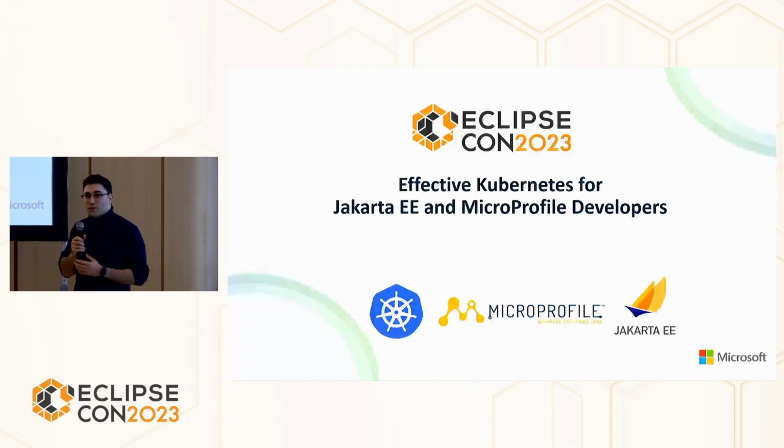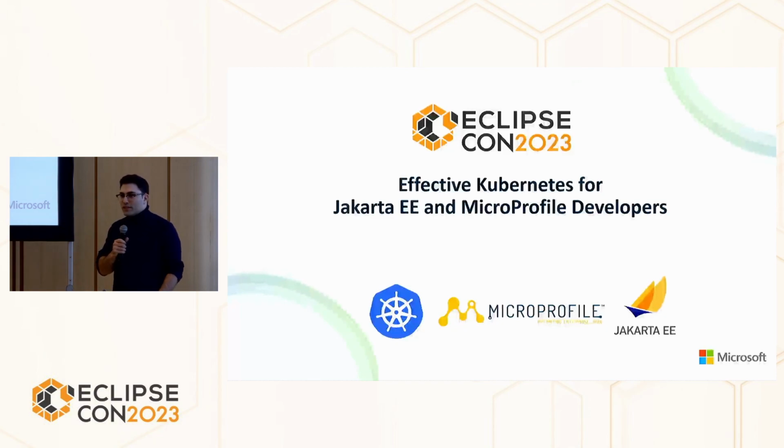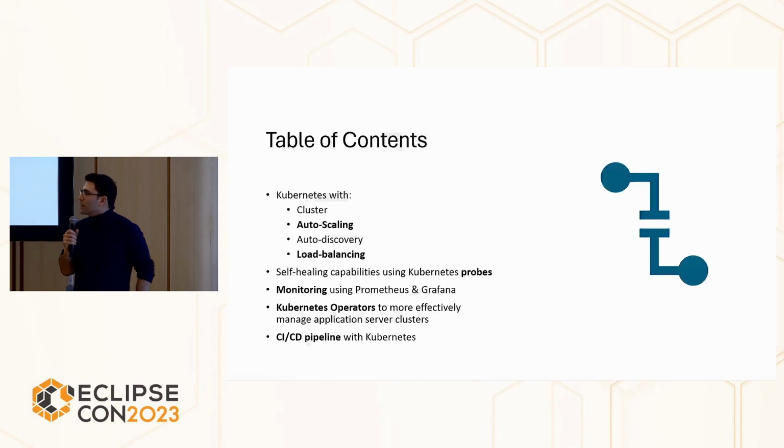As you can see, today I'm going to talk about something exciting: effective Kubernetes for Jakarta EE and MicroProfile developers. The first thing I want to do is show you what we're going to look at today. We're going to look at Kubernetes, setting up a cluster. We're going to talk a little bit about auto-scaling, auto-discovery, and load balancing. And we're going to talk about self-healing capabilities using Kubernetes probes, monitoring with Prometheus and Grafana, and Kubernetes operators for more effectively managing the application and server clusters. And finally, a glimpse at CI/CD pipelines and a bit more.